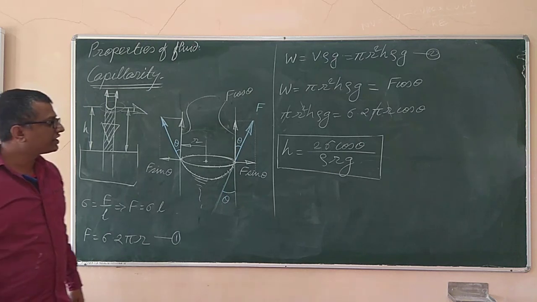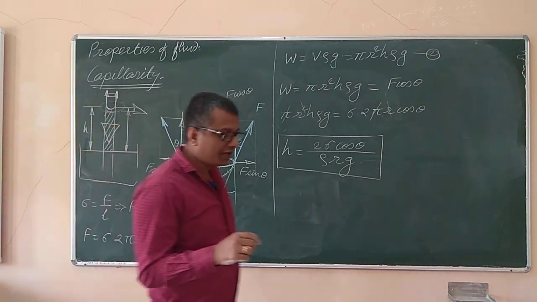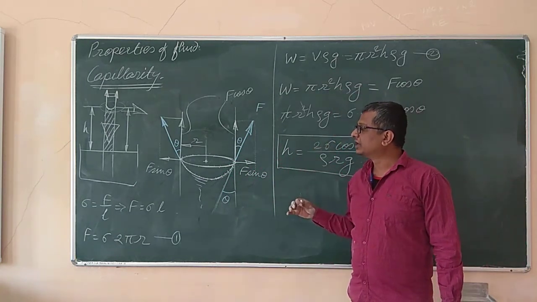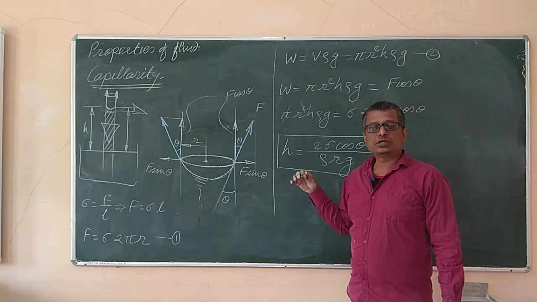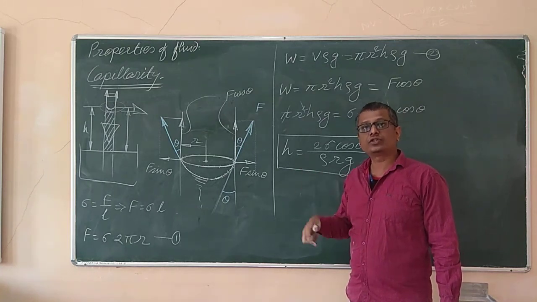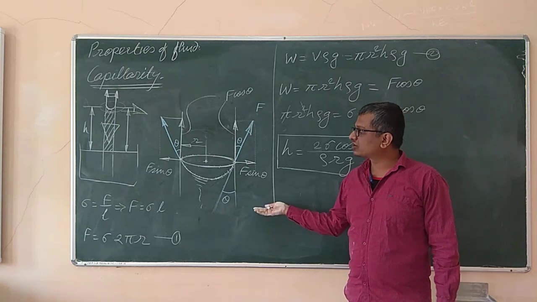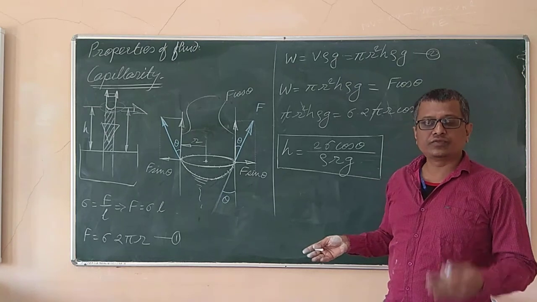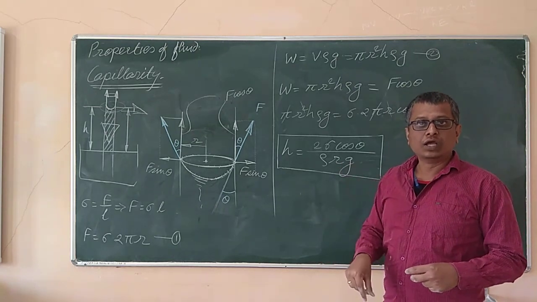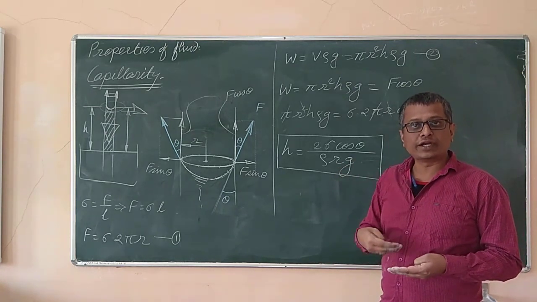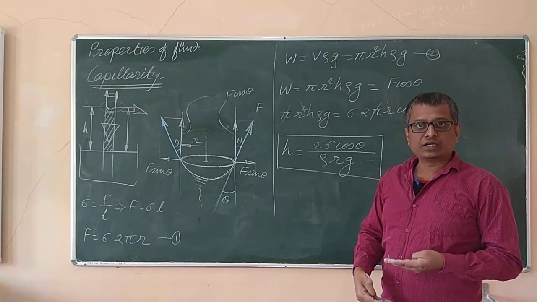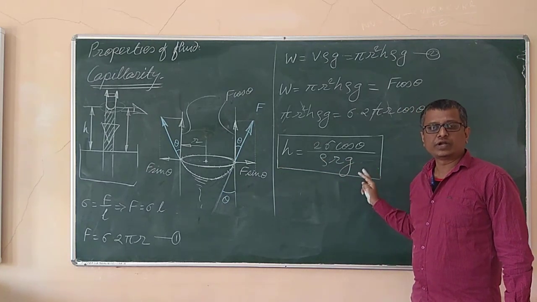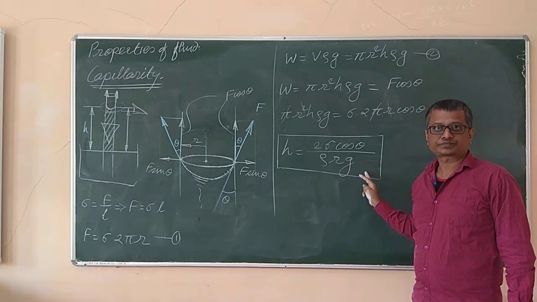Now, the way in which we have derived the expression for the rise of liquid level in the capillary tube, by applying a similar concept we can find the depression of liquid level in the capillary tube. This may be the case of water and glass, whereas if you take mercury as the liquid, you will find the liquid level in the capillary tube going down. To find up to what depth it goes down, apply the same formula and you will get the same equation.